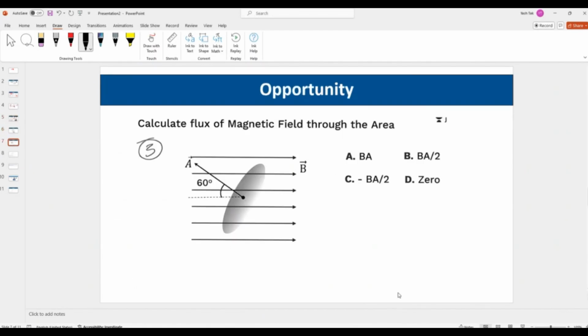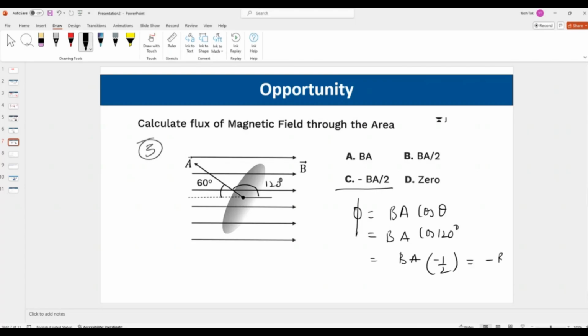Moving to problem solving, read: what is the angle between area vector and B? Option C, 120. So flux will become BA cos theta. B is B, A is A, and the angle between B and A is 120 degrees. So cos of 120 degrees is minus 1 by 2. So BA times minus 1 by 2, so minus BA by 2.